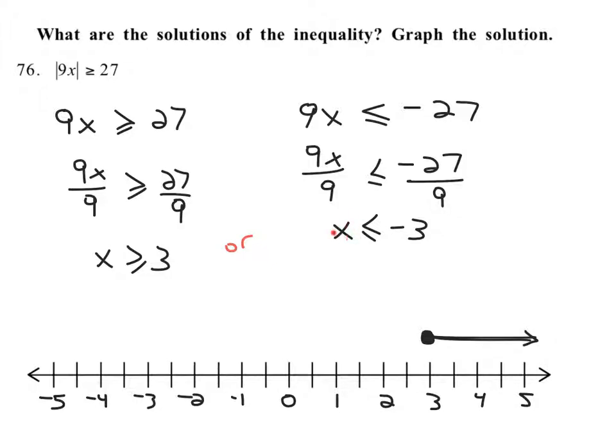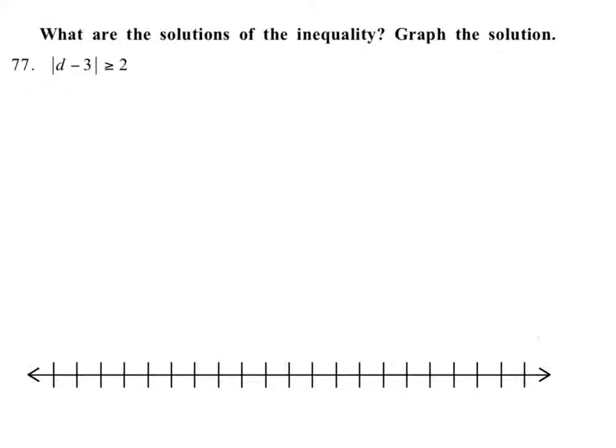Okay? For this one, it says x is less than or equal to negative 3. So we have an endpoint at negative 3. And it does say or equals, so we fill it in. And it says values for x less than that. Where's less than that? Like that. Okay, and that's what that looks like. So we'll do another one.